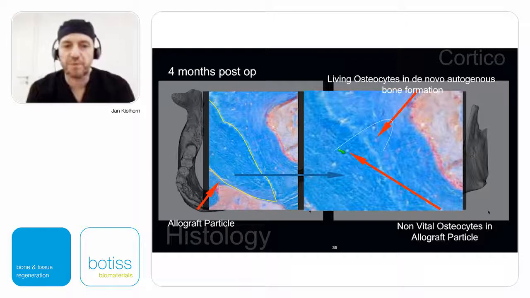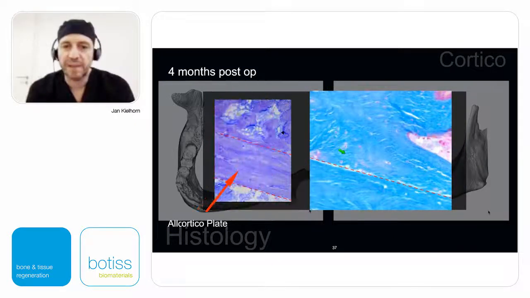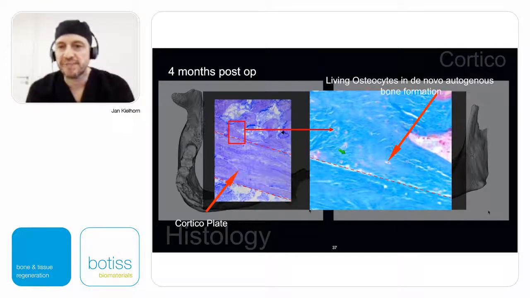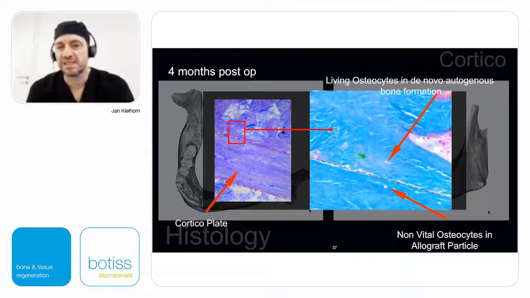If we look at the bone blade, and that's also very interesting, then you will see that, of course, you got vital osteocytes of the de novo bone formation. So you see a vessel inside the osteocyte. And then, of course, this is the bone blade. You see no separation. It's totally integrated. And, of course, there it's non-vital osteocytes, because in cortical bone you will not find a lot of vital osteocytes, but that shows you that this is very stable material.